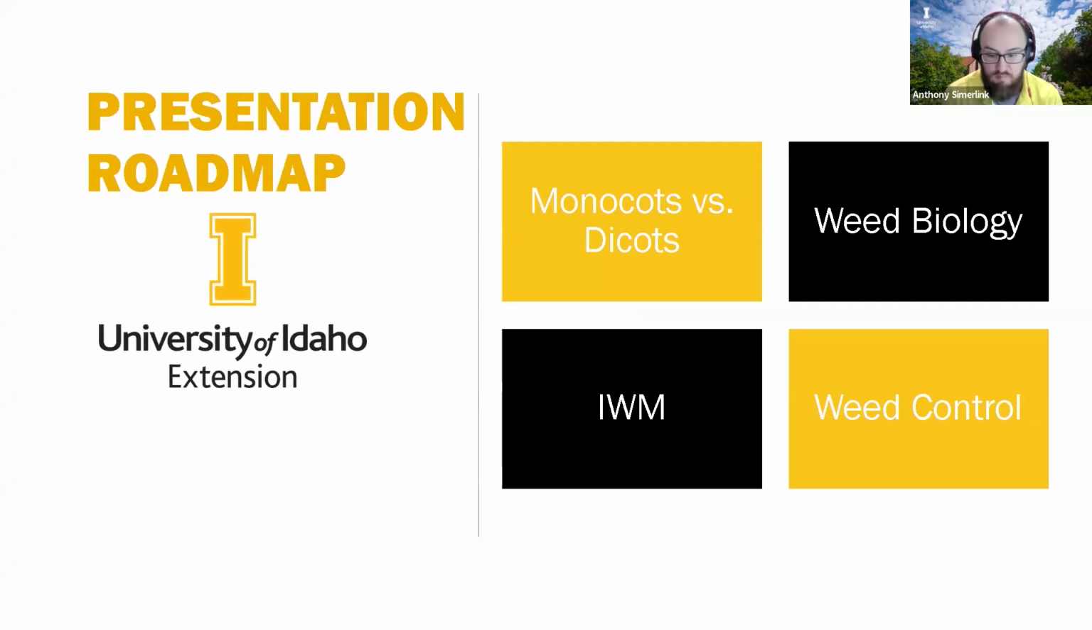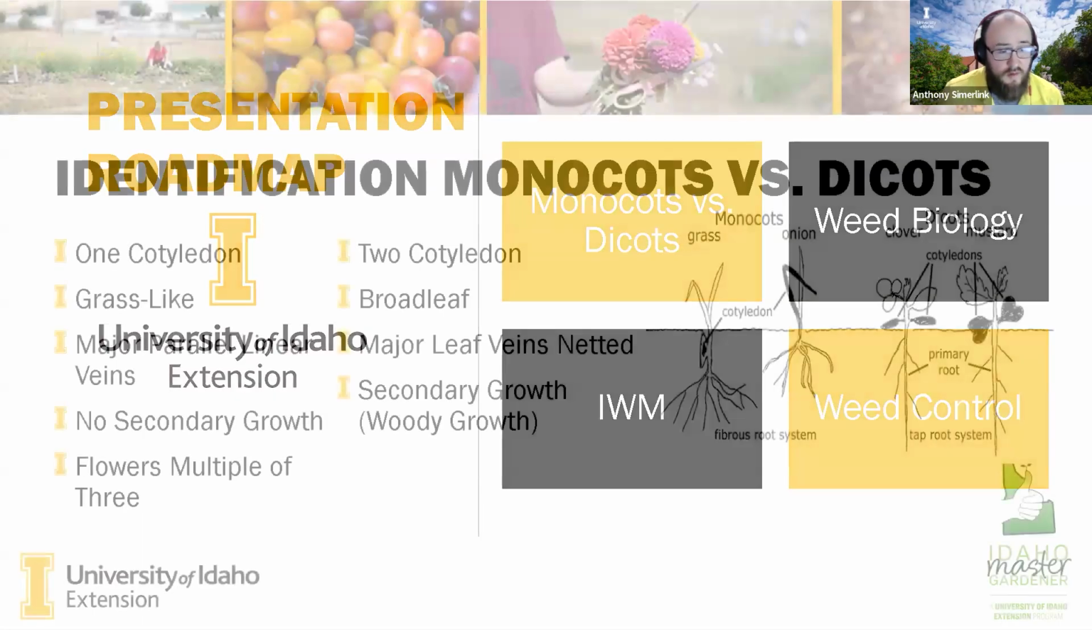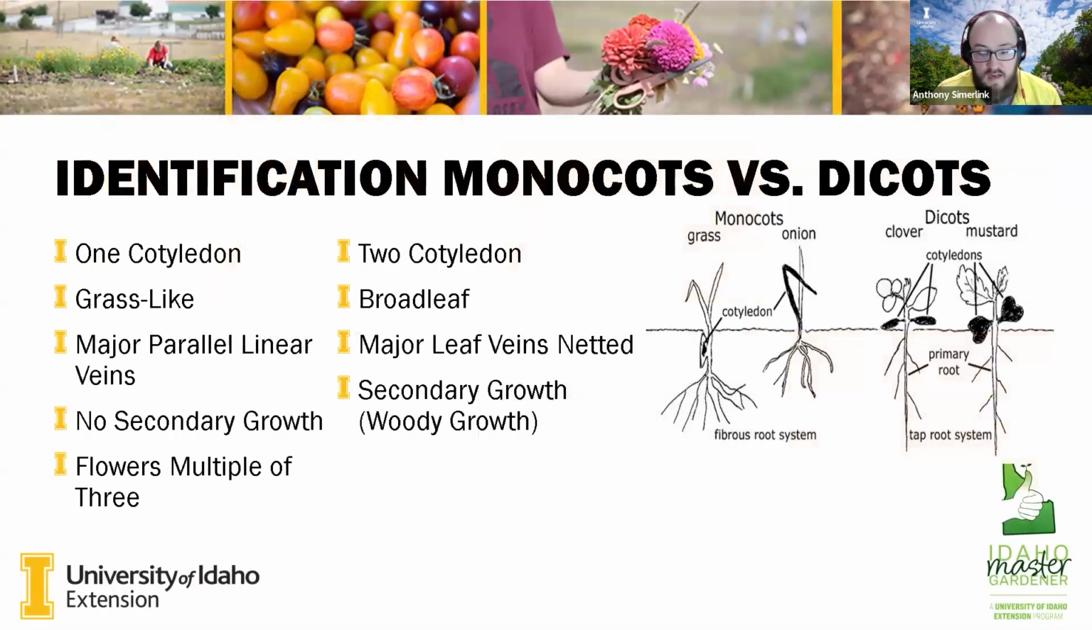Monocots and dicots. We'll start out with talking about that, move on to some weed biology and just general biology, and then we'll move into integrated weed management and then the weed control options.